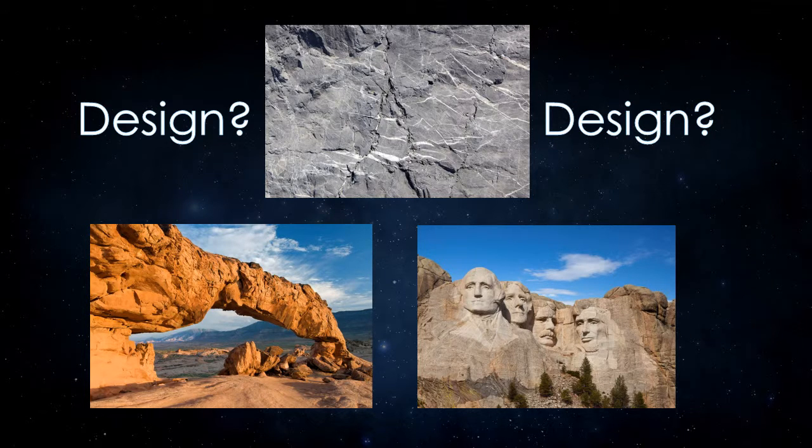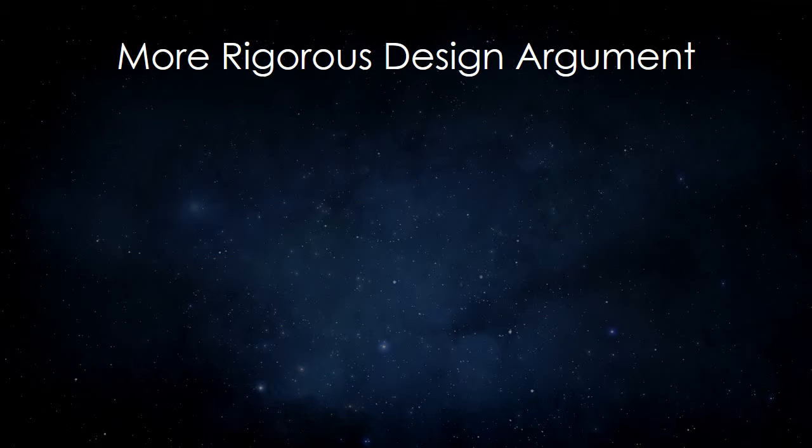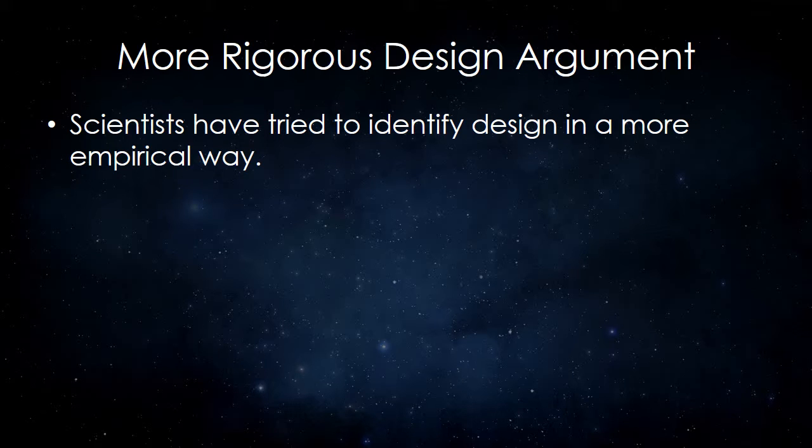Compare these rocks. Which picture shows the result of something purposely designed? Even though we recognize the artistic beauty of the naturally eroded arch, we intuitively recognize Mount Rushmore as the one that was designed. But scientists want to do more than just intuitively recognize design. They want to identify design in a more empirical way.